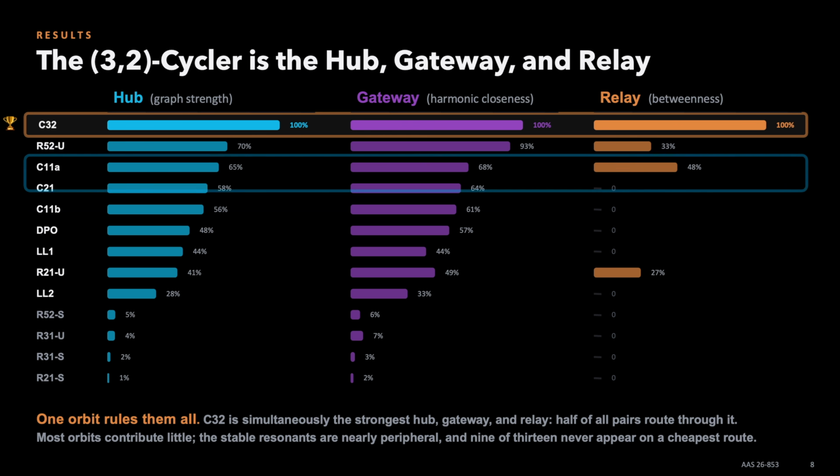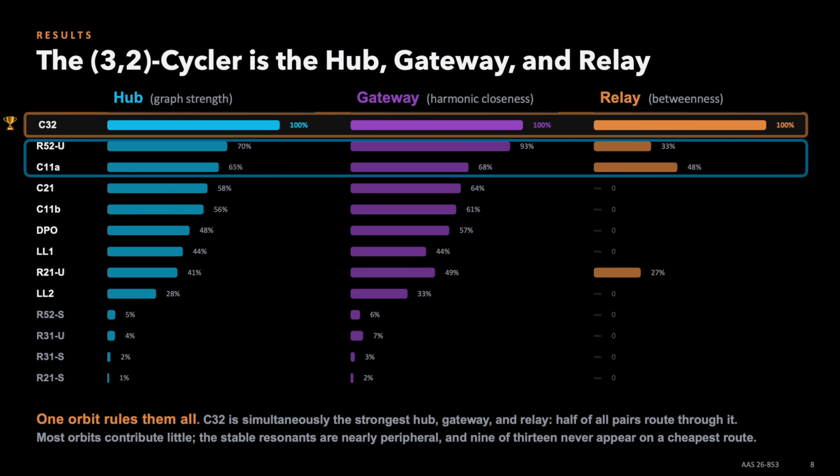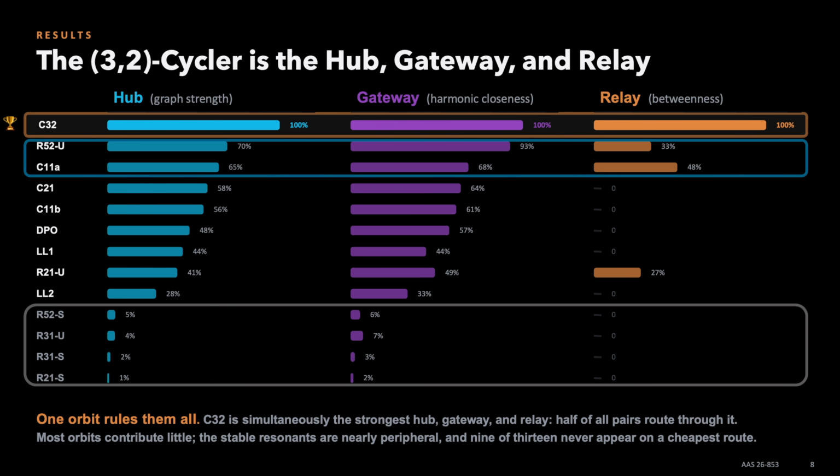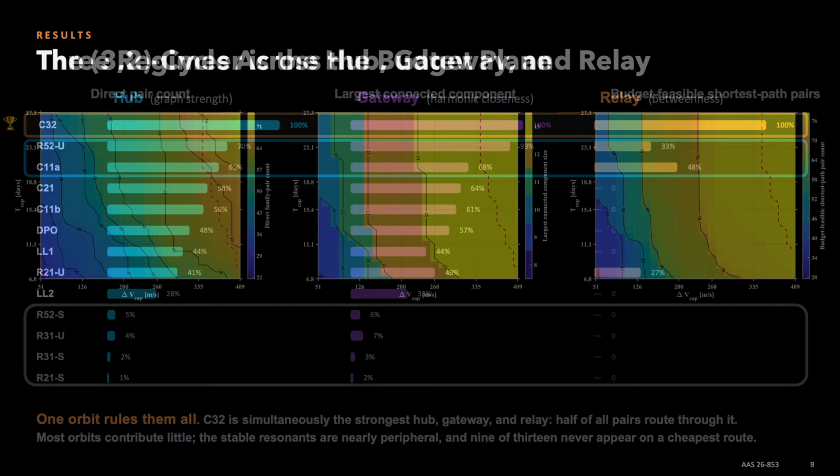The second tier is more specialized. The 5-2 unstable resonance is a strong hub and gateway, but a weaker relay compared to the 1-1 cycler. And at the bottom, there are some stable resonant orbits, with the 2-1 stable resonance last across the board.